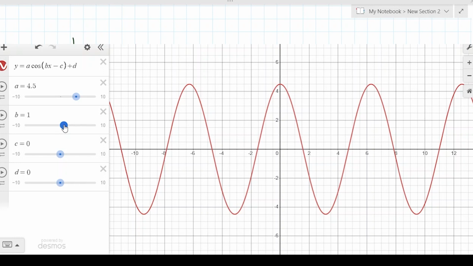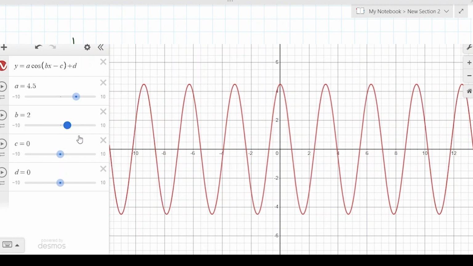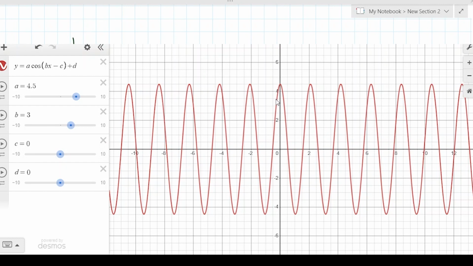If I change it to 2, now you can see that till 6.2 there are 2 cycles, 1 and 2. If I change it to 3, then these are 1, 2 and 3 complete cycles within 6.2. So what does it mean? That this value of B actually represents the number of cycles in 2 pi. So in other words, you can say that this value of B represents the frequency.